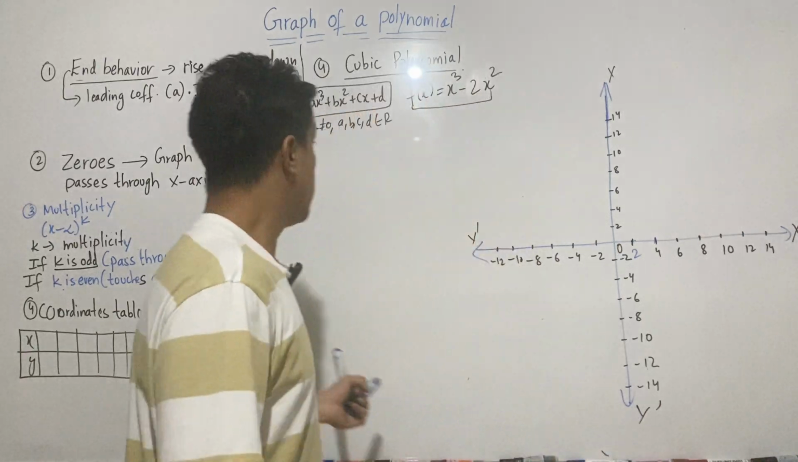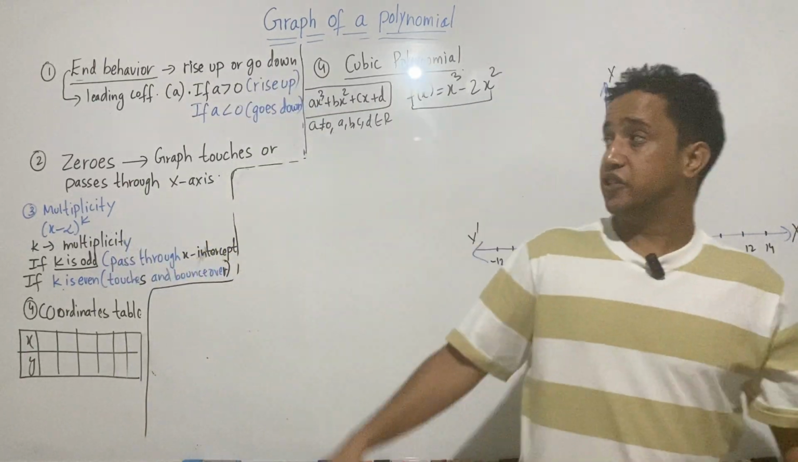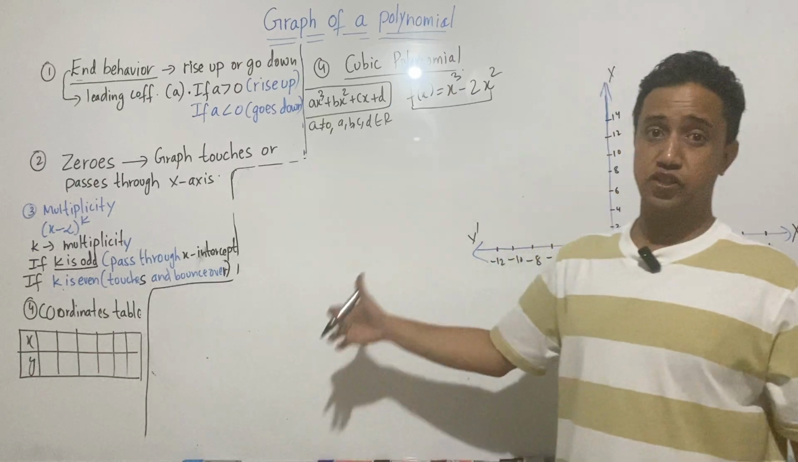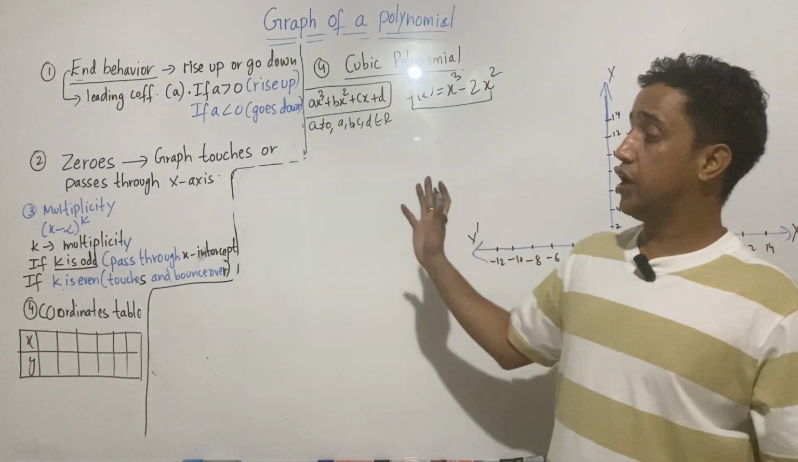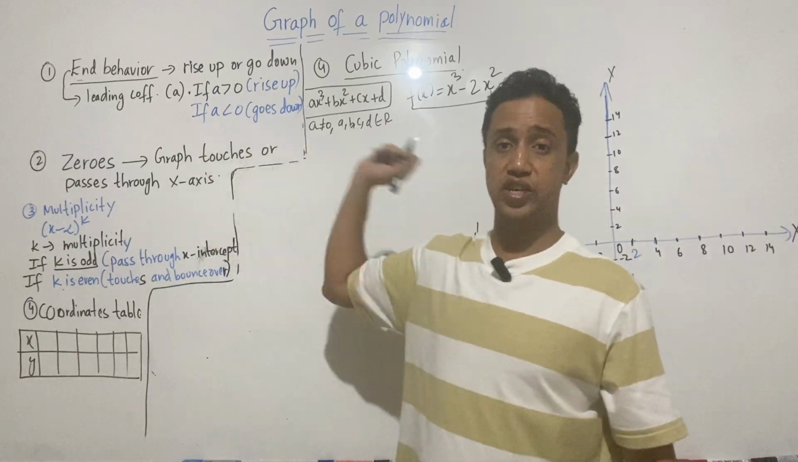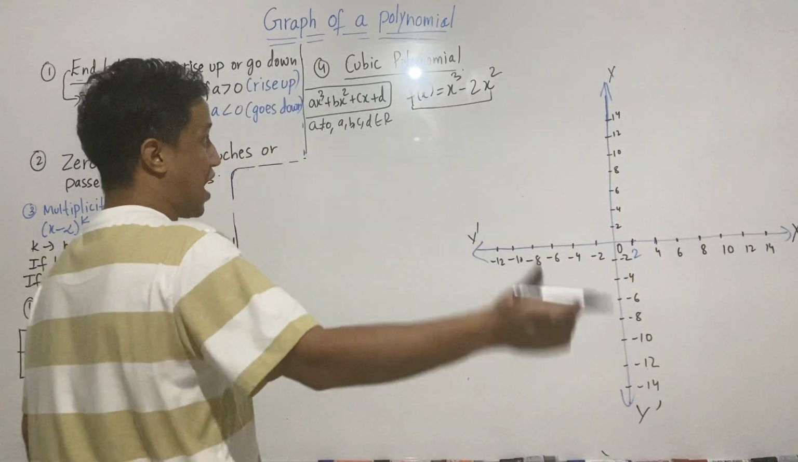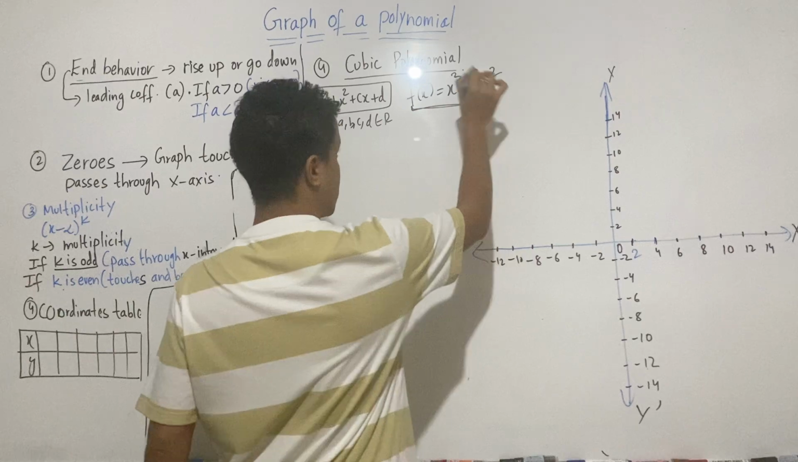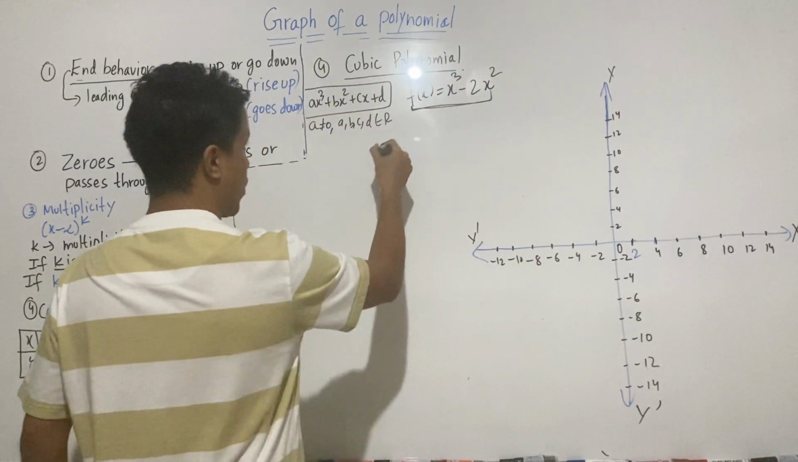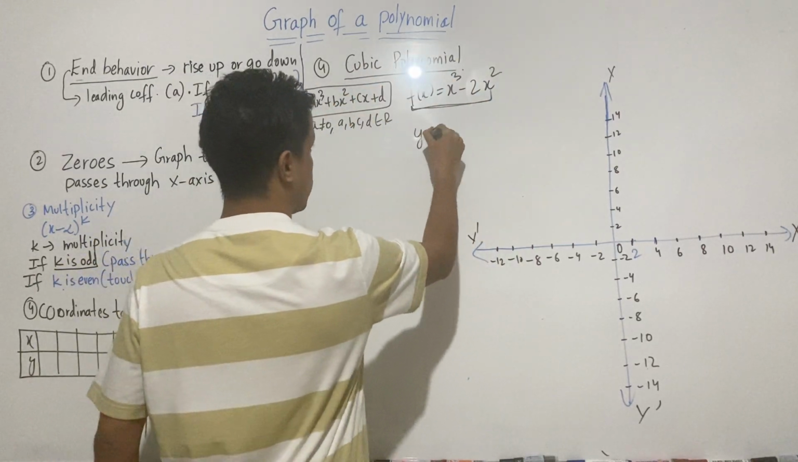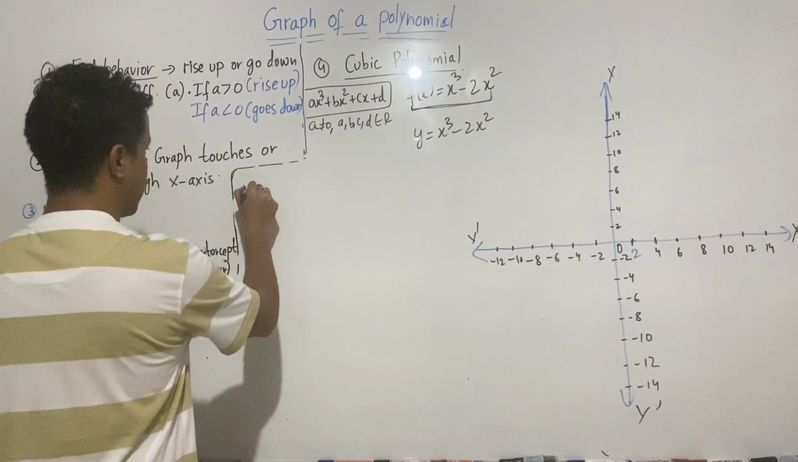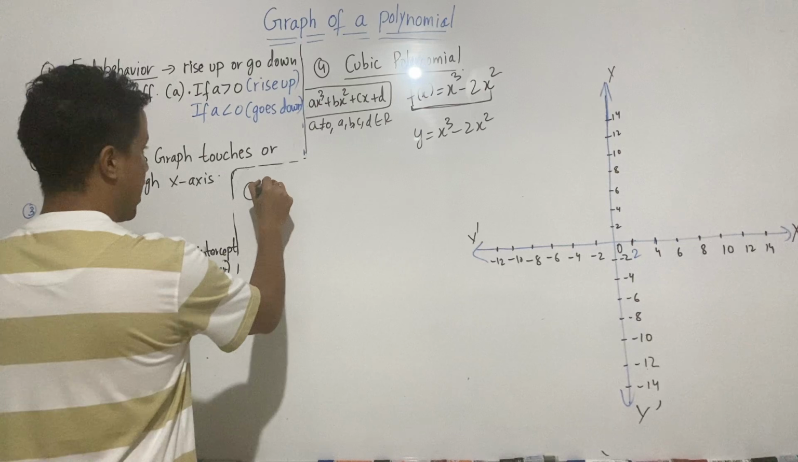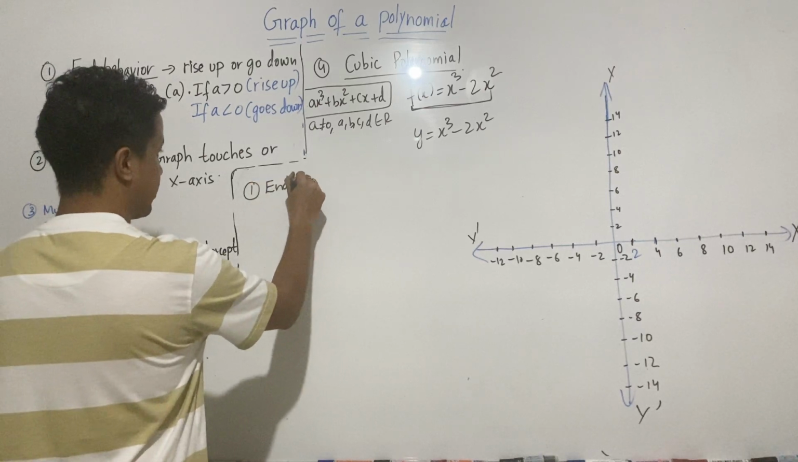We are going to deploy the same strategy to get the curve of the cubic polynomial, so things will remain the same. Let's start. I'm given this cubic polynomial, so I can write y is equal to x cubed minus 2x squared. Step one is end behavior.